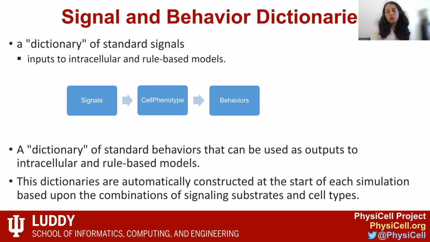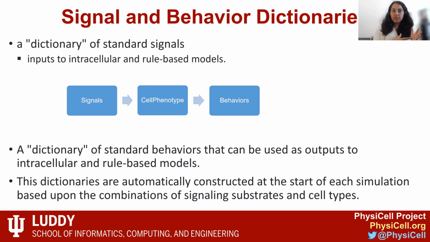So as we talked about, a dictionary of standard signals is there. Signals affect the cell phenotype of one particular cell. It detects the signals, and according to those signals, it behaves. We are doing agent-based modeling, so that's the basic structure anyway. So we have a cell, it gets the signals and it behaves.